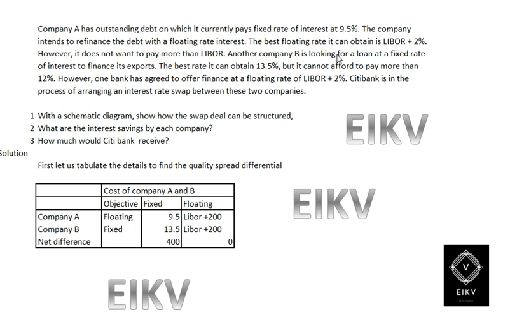Company B is looking for a loan at a fixed rate of interest for financing its exports. The best rate it can obtain is 13.5%, but it cannot afford to pay more than 12%. However, one bank has agreed to offer financing at a floating rate of LIBOR plus 2%.